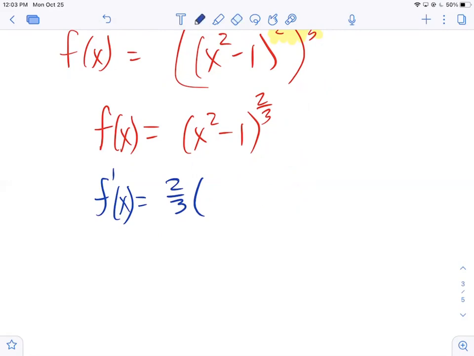Okay, it's a chain rule. So I'm going to multiply. So 2/3 times, and then it's the quantity. That's x squared, and then -1. And then I close the parentheses. Okay. And then times the derivative of the next layer, which is the derivative of x squared. That's 2x.